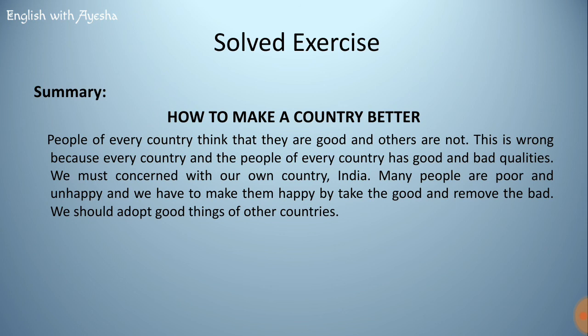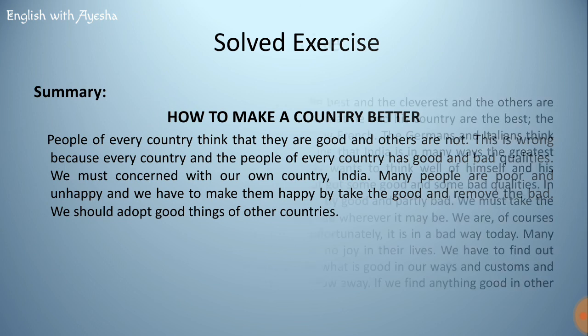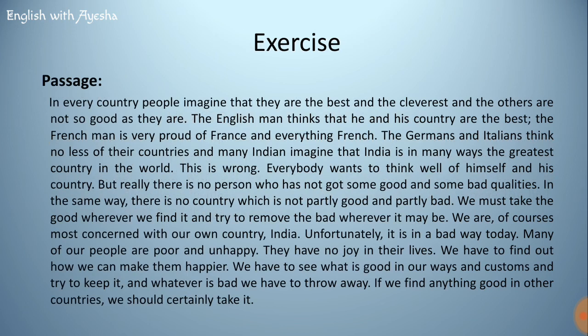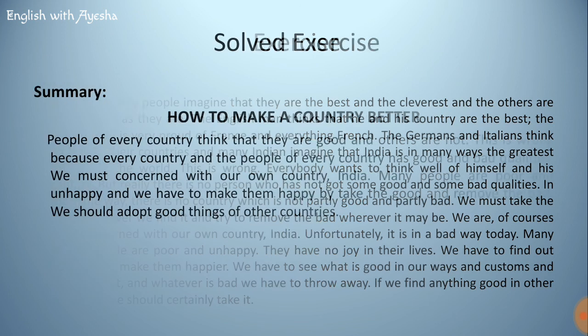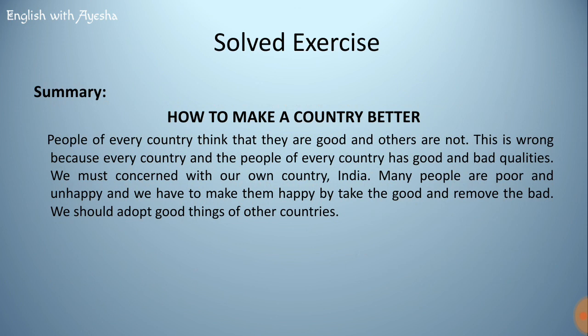And I omit the repetitions, the illustrations and the examples from the original passage. In the original passage, there are many examples like Englishmen and their country and Frenchmen and French and Germans and Italians and so on. There are many illustrations and repetitions and examples that I omit in the precis paragraph. So remodeling has been done.